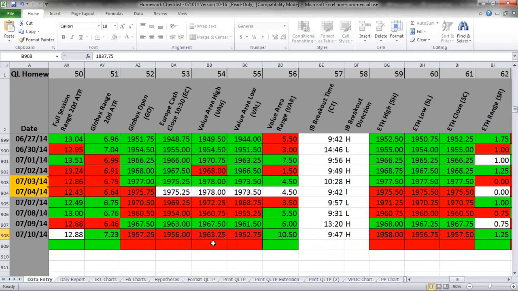Value area high was lower at 63 1/4. Value area low was lower at 52.75, for a 10.5 point value area, and that's pretty large. And of course, we broke the IB to the upside at 9:47 inside that second pocket.